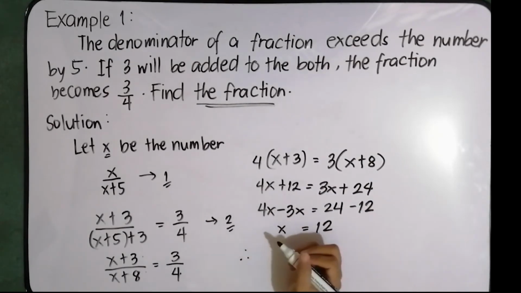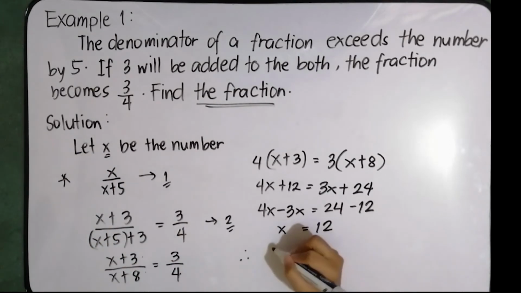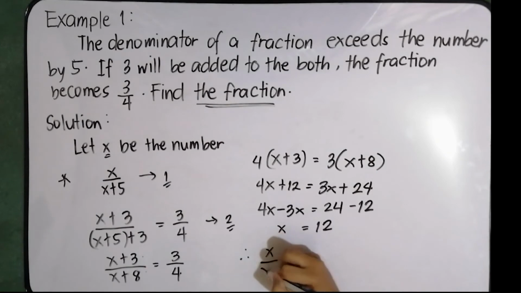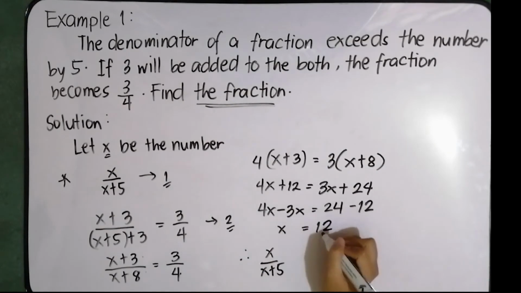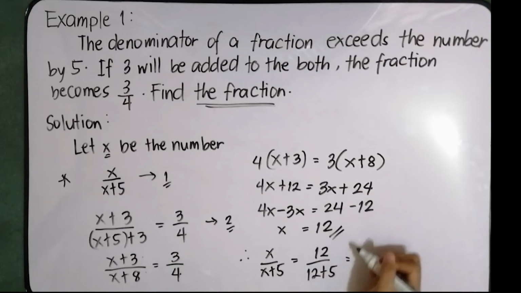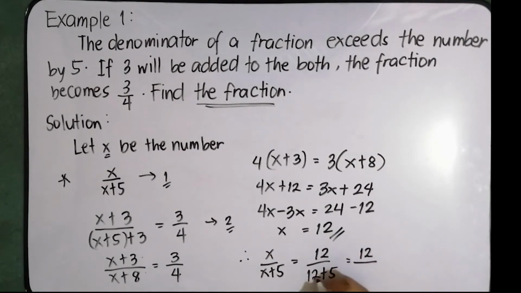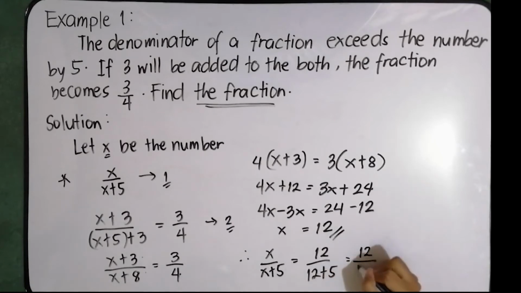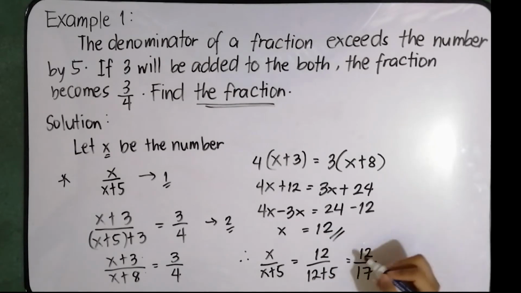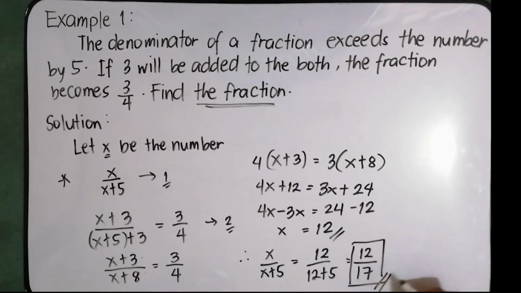Therefore, this is our fraction. Let's substitute the value of x, which is 12. So we have 12 over 12 plus 5. We have 12 as the numerator, then 12 plus 5, we have 17. So the fraction that we are looking for is 12 over 17.